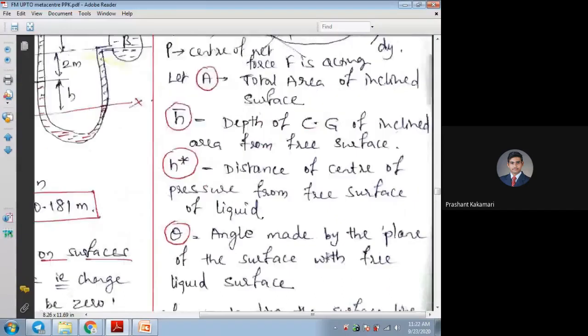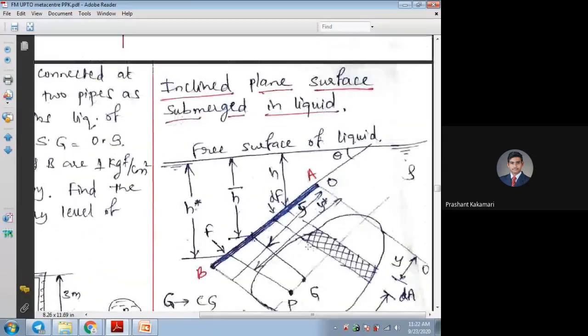So we'll consider one inclined surface here. An inclined plane surface submerged in the liquid. I'll assume this surface AB. Whatever is written in red color, A and B, is the surface. A thin surface is kept inclined in the submerged liquid. Assume water: it is kept in the water, and above it the water is completely filled.